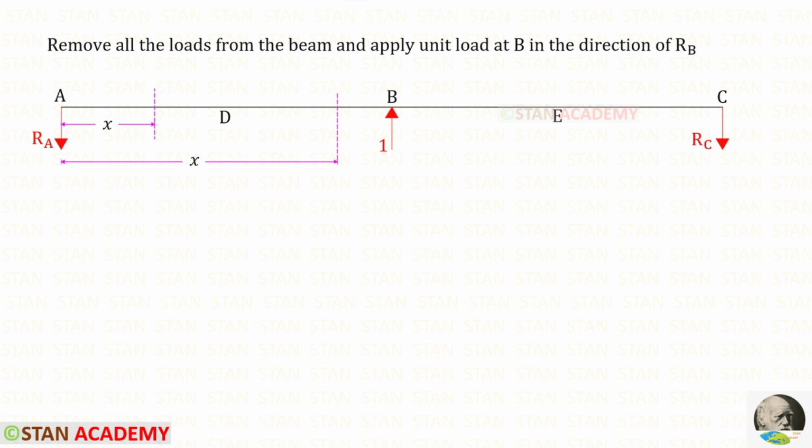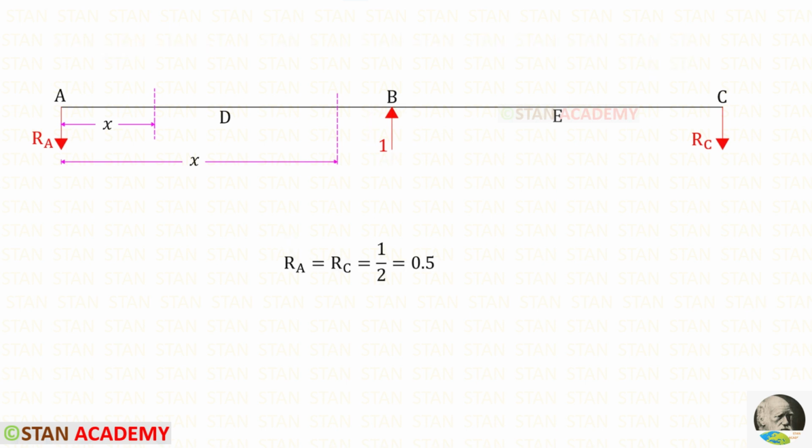Now we are going to find the moment small m. We need to remove all of the loads from the beam and apply a unit load at point B in the direction of RB. To find RA and RC, we have to divide the unit load by 2. Doing so, we will get 0.5. The unit load is acting upwards, so RA and RC should be acting downwards.